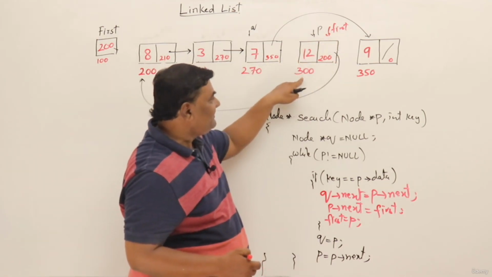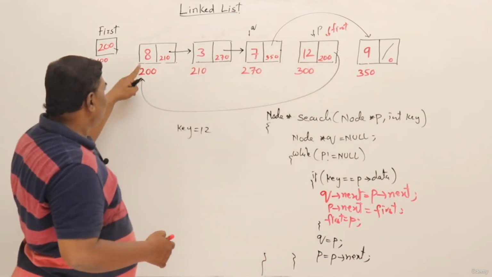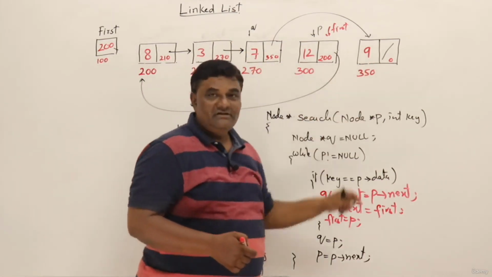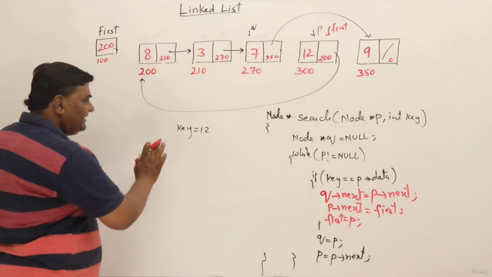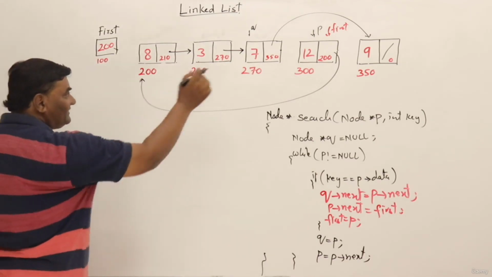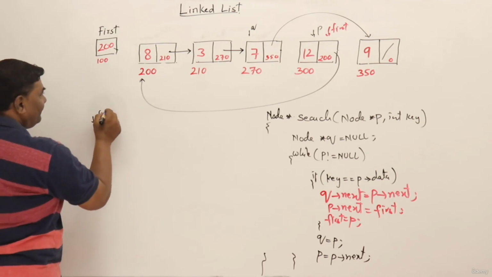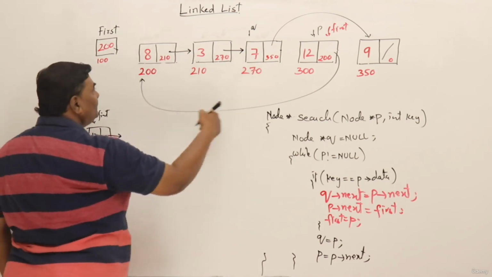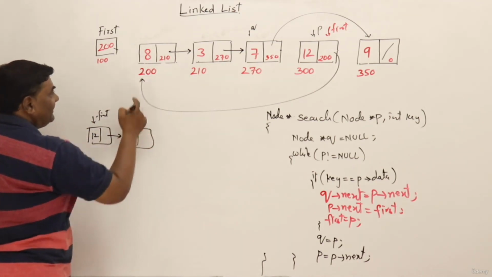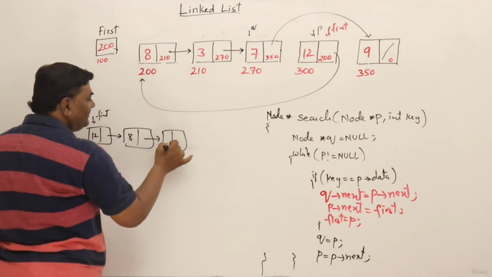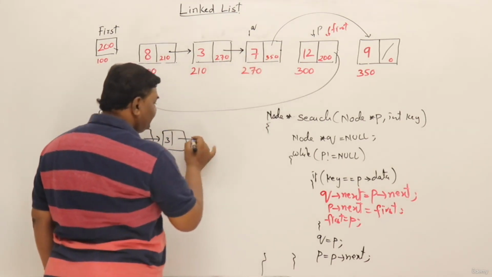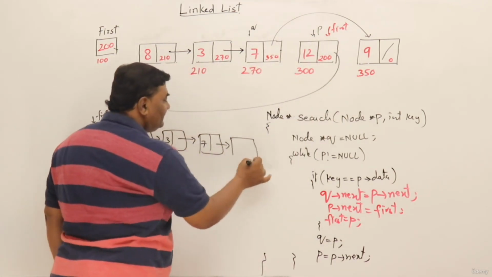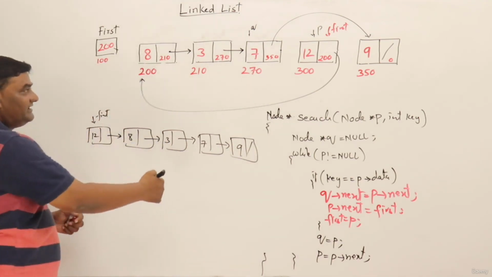Now first is having this address 300. From this node we can go on to this node, then this is sending us on to this one, then this one, and this one. If I rearrange those nodes here, it looks like this. Who is the first node? First node is this one, 12. I'll just write keys. Then 12 is pointing on 8, 8 is pointing on 3, 3 is pointing on 7, and 7 is pointing on 9. This is the arrangement.